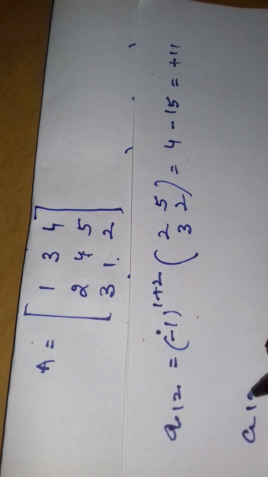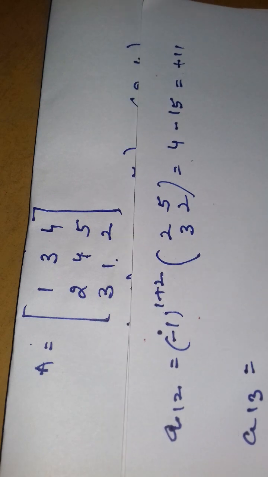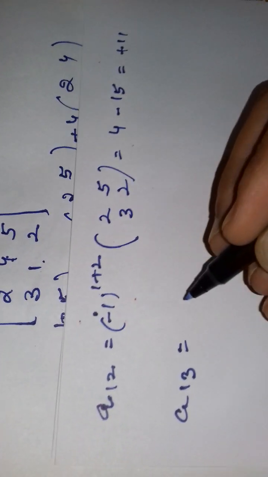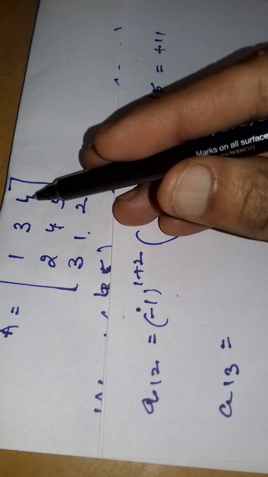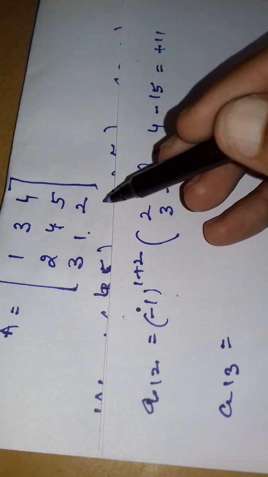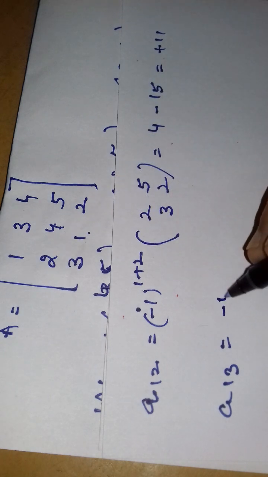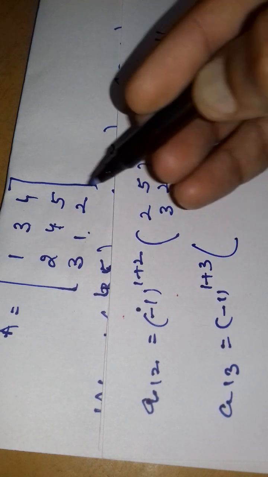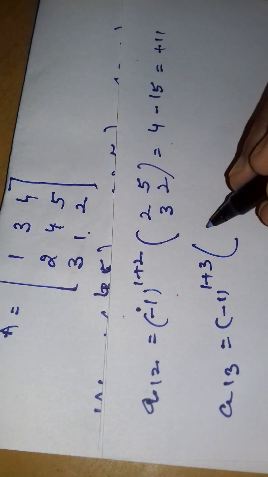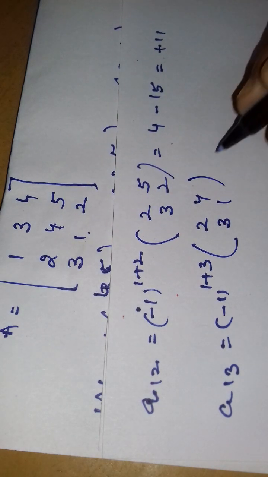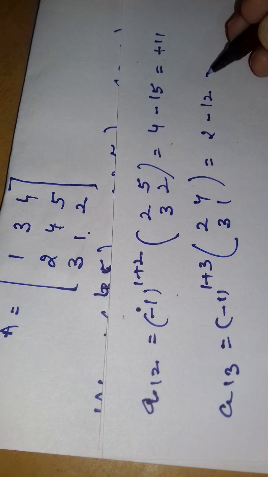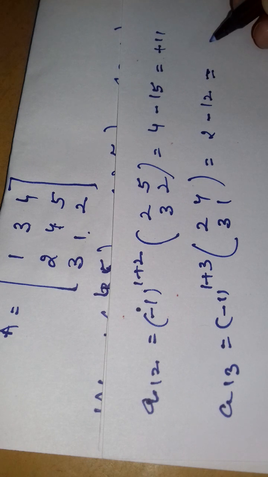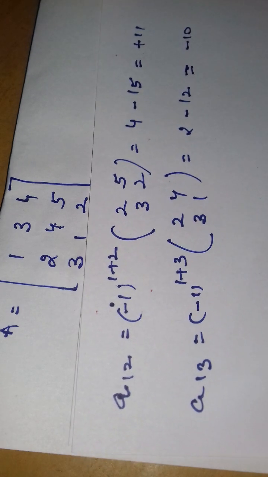Next one is first row and third column. Sorry, my screen is a little bit short. First row, third column. Then it's minus 1 to the power 1 plus 3, with submatrix 2 4 3 1. It will be minus 10.